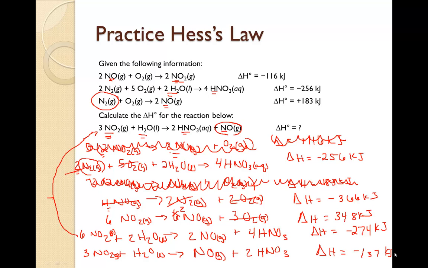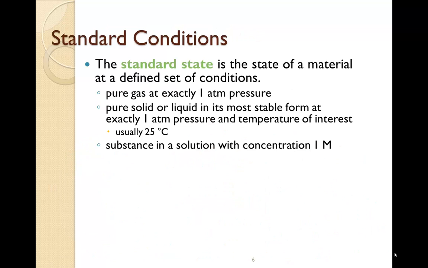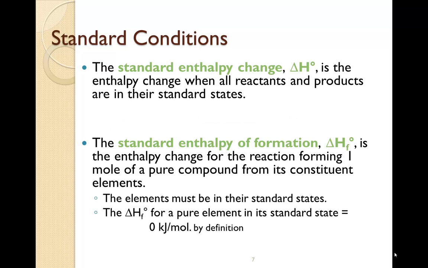The standard state is the state of the material at a defined set of conditions. Pure gas is exactly 1 atmosphere pressure. Pure solid or liquid in its most stable form at exactly 1 atmosphere, and temperature of interest is usually 25 degrees Celsius. And a substance in a solution is with a concentration of 1 molar. The standard enthalpy change, delta H, we refer to this little circle here as a naught. So delta H naught is the enthalpy change when all reactants and products are in their standard states.